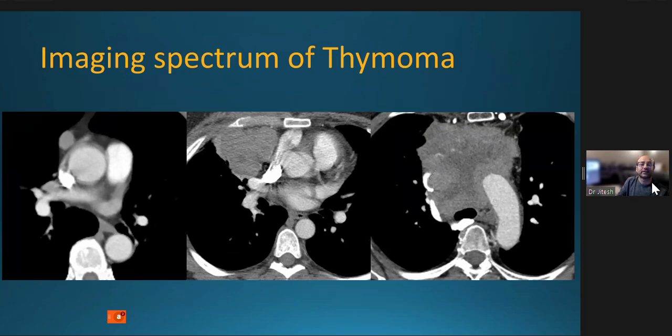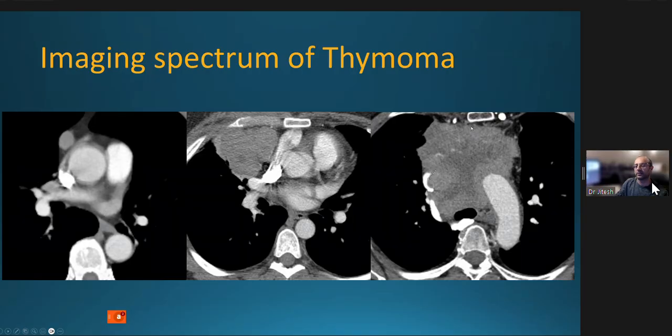This slide is showing basically different imaging patterns. It's showing how it can be difficult, not always easy, to come up with a single diagnosis of thymoma when we see an abnormality in a prevascular mediastinum. So in this case, we can see the image on the left. The thymoma is a very small nodule, a well marginated small nodule. This in the center is a thymoma with a more lobulated contour.